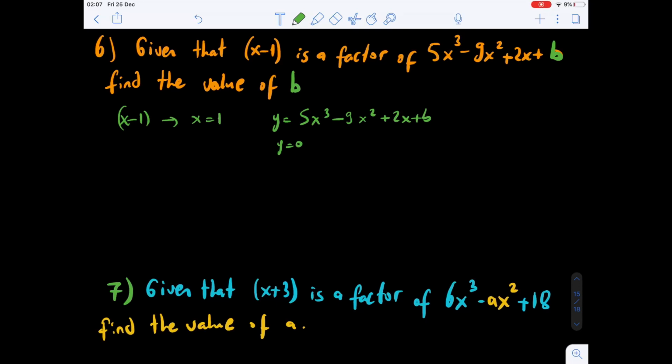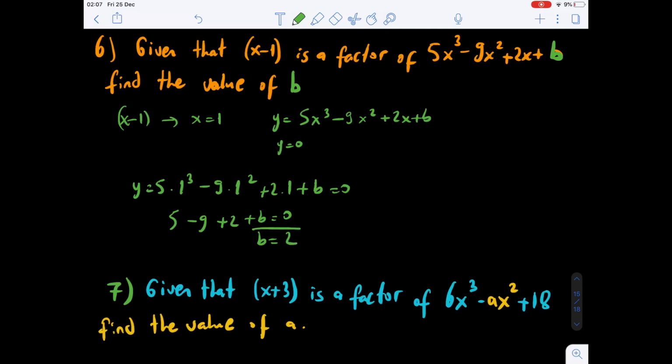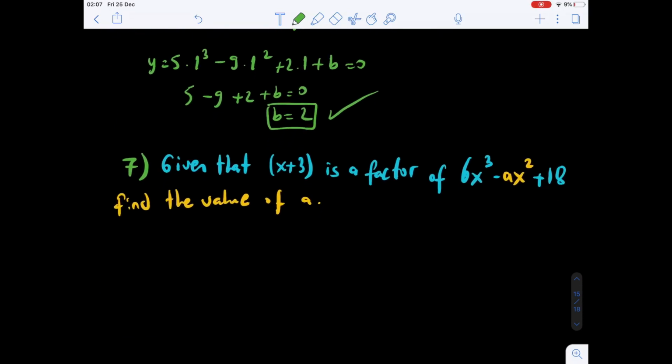So I'm trying right now. y equals 5 times, I'm going to plug in 1. 5 times 1 cubed minus 9 times 1 squared plus 2 times 1 plus b equals 0. So 5 minus 9 plus 2 plus b equals 0. b equals, and what comes from here? Negative 4, negative 2, 2. b is going to be 2.